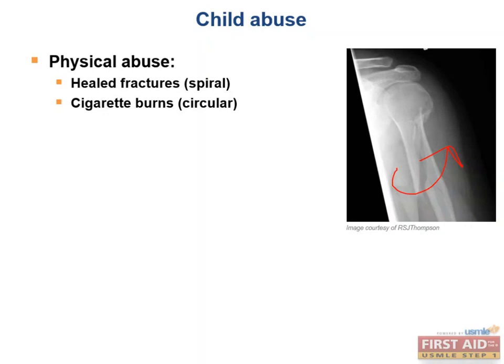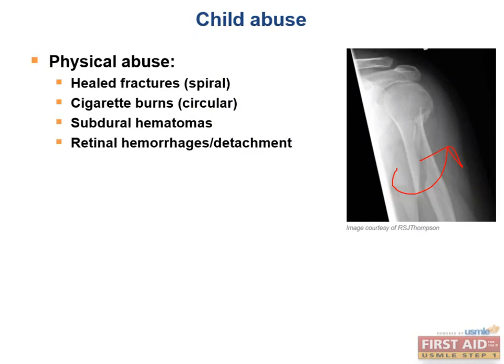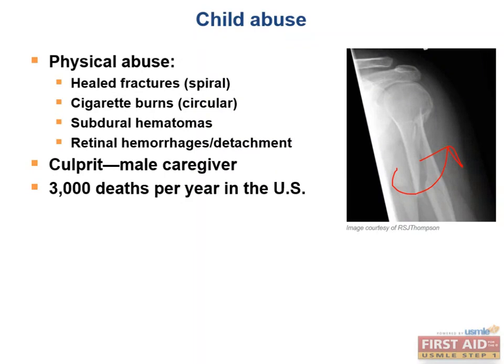Children can also have cigarette burns, which will be circular burns on the skin, and subdural hematomas, which are caused by the tearing of which veins when the child is shaken? The answer is the bridging veins. Remember that these veins run from the surface of the brain to the dura mater. Also look for retinal hemorrhages or retinal detachment, which can be caused by shaking of the child. And physical abuse is usually caused by a male caregiver and causes about 3,000 deaths per year in the United States, with most victims being less than 3 years of age.